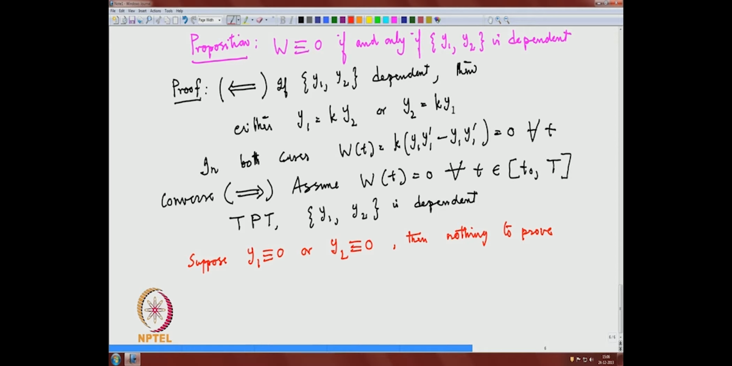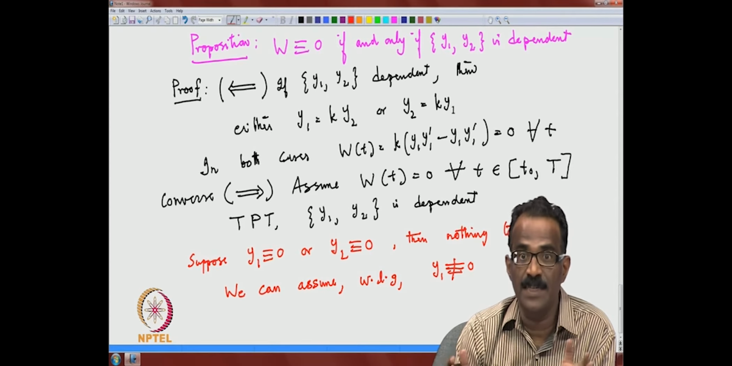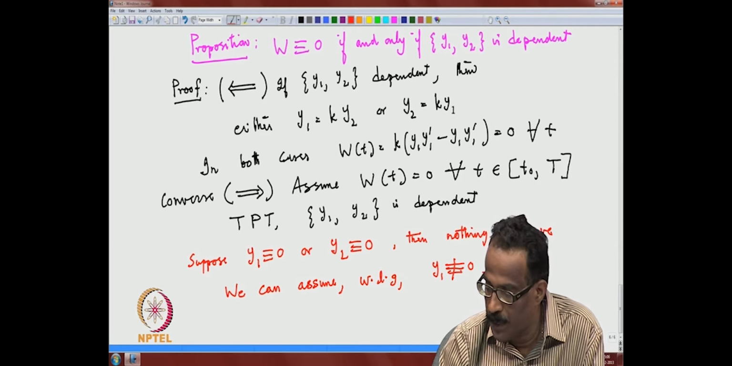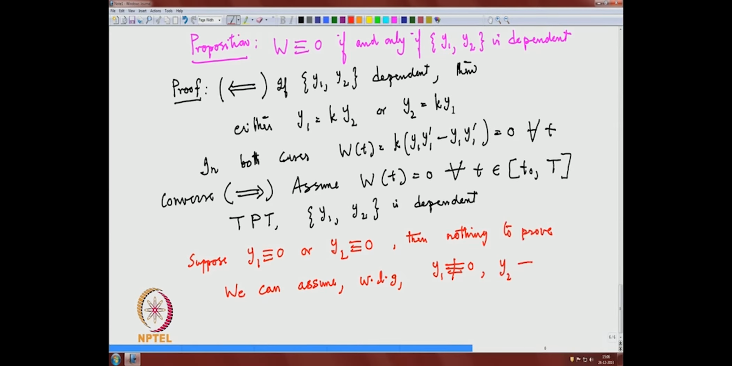So, we can assume without loss of generality y1 not identically 0. I am not claiming that y1 is never 0, y1 can be 0 at some point, the identical 0 is not allowed, y2 not identically 0.